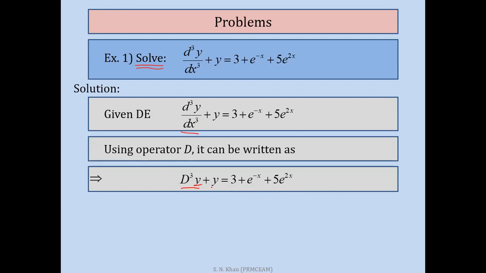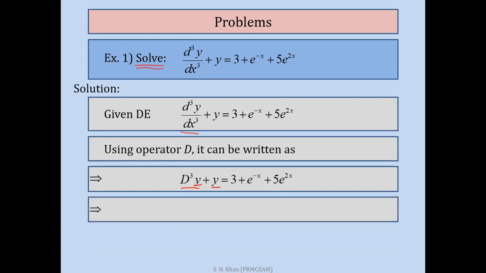Dependent variable y, take it common. After taking variable y common on the left hand side, the remaining terms inside the bracket will be D cube plus 1. So (D cube plus 1) operating on y equals the function on the right hand side, completely as it is. So this is the simplified format of the given differential equation. It has been converted in terms of operator D. Now we can proceed for our calculations.